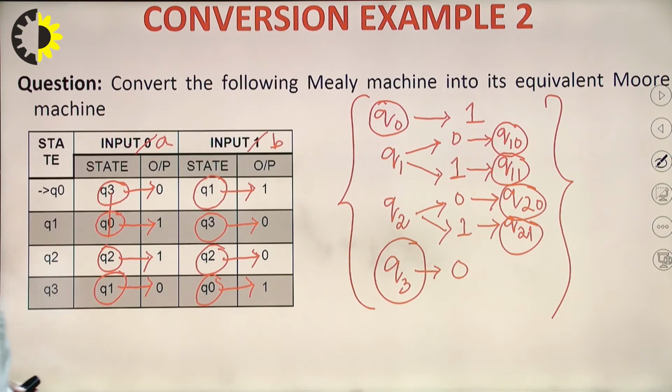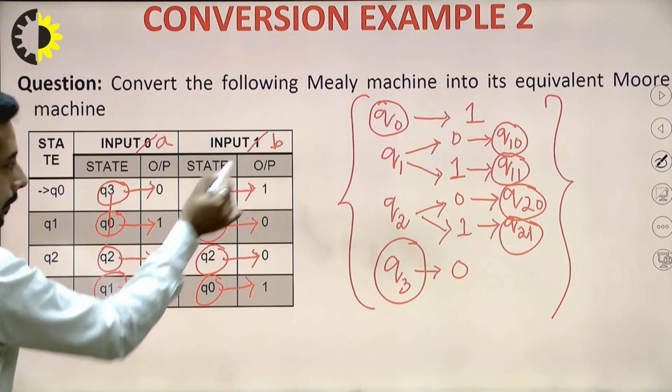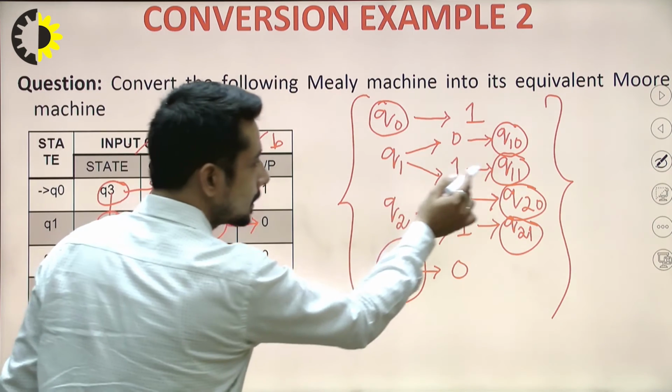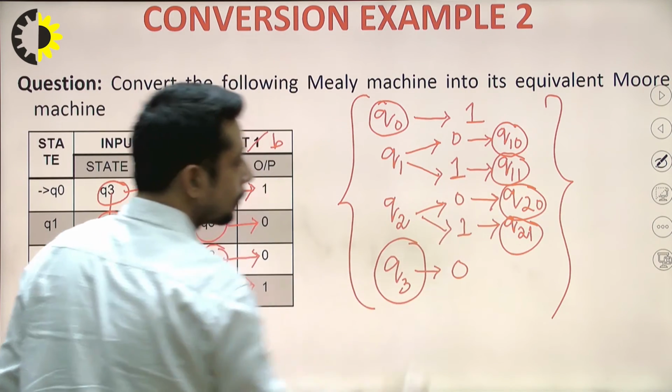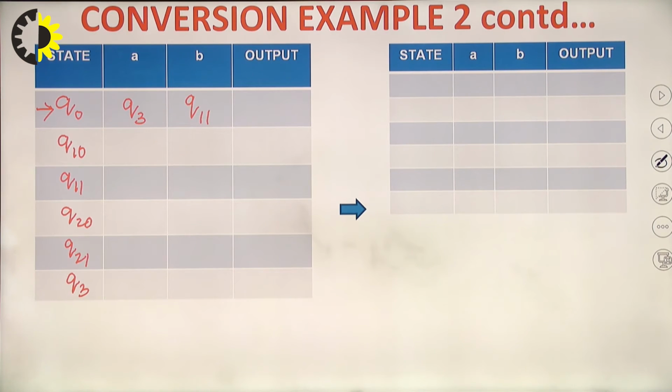Because it's a Moore machine. Then Q naught on seeing B, where is it going? It is going to Q1, which has output 1. Which is the state having output 1? Q11. So I will write down Q11. I hope now it is clear.